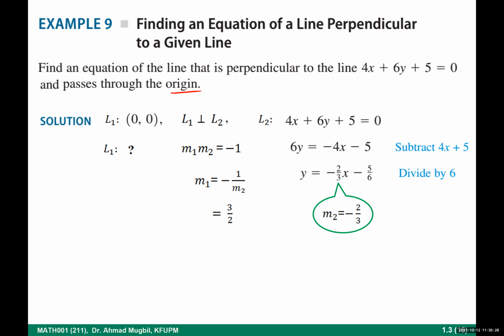Now, which form will we use to find the equation of L1? The point-slope form, the original one that we started with. And it will be this nice form after simplification. You can check whether it passes through the origin or not.